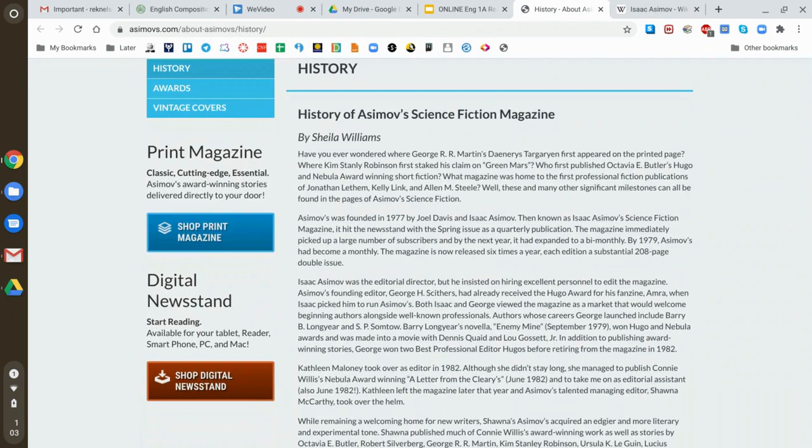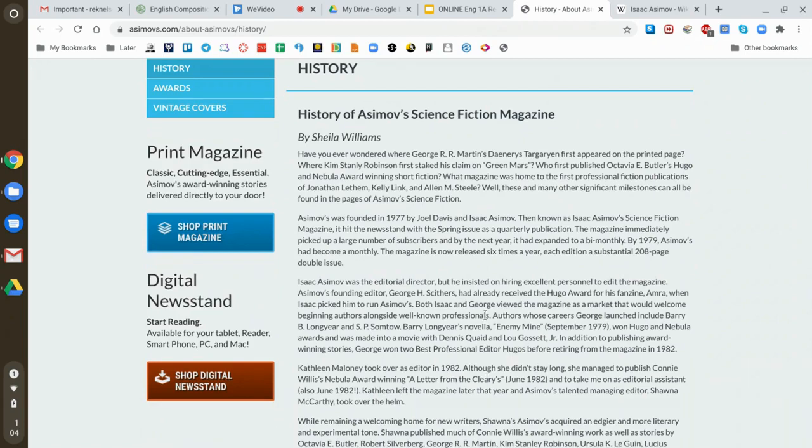Then known as Isaac Asimov's Science Fiction Magazine, it hit the newsstand with the spring issue as a quarterly publication. The magazine immediately picked up a large number of subscribers, and by the next year, it had expanded to bimonthly. By 1979, Asimov's had become a monthly magazine. The magazine is now released 6 times a year, each edition a substantial 208-page double issue. Isaac Asimov was the editorial director, but he insisted on hiring excellent personnel to edit the magazine.